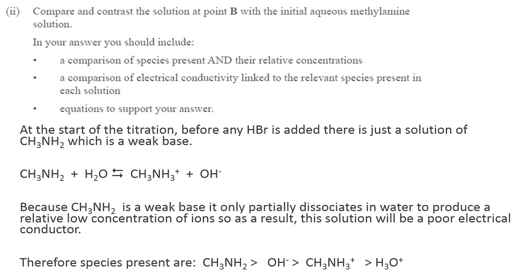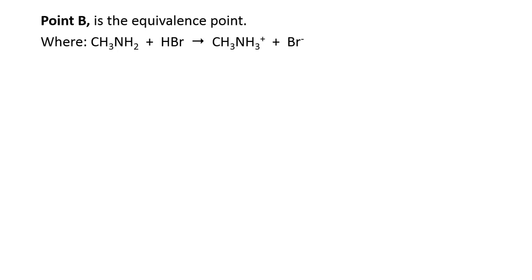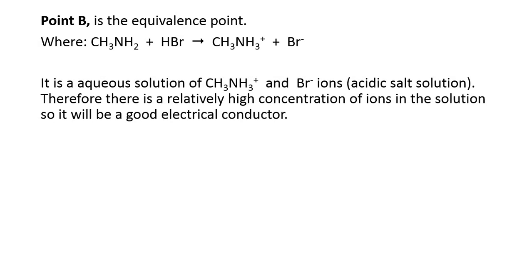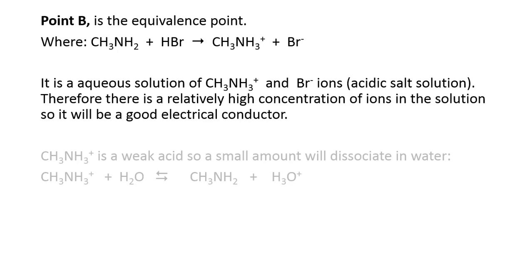At point B, we now need to have a think about what's going on there. So point B is the equivalence point that we discussed earlier. So it essentially is a solution of CH3NH3+ and Br- ions. So it's an acidic salt solution of those two ions. Therefore, there's a relatively high concentration of ions, so it's going to be a great electrical conductor.